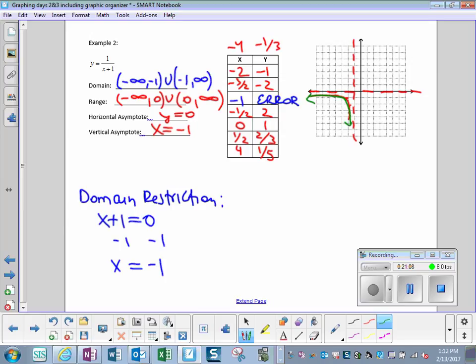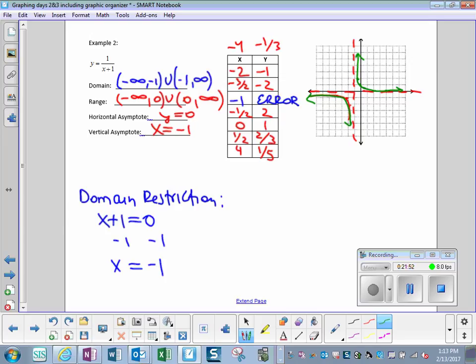And on the other side, I have negative 1 over 2, 2. So here, 0, 1, another point. 1 over 2, 2 over 3, so somewhere here. And then I chose 4, 1 over 5, just to show that I'm getting closer and closer to my horizontal asymptote. When I connect these points, I'll get something like this. So again, a hyperbola, very similar shape to the very first example that we had. But the asymptotes moved. The horizontal asymptote is still y equals 0, but the vertical asymptote moved 1 to the left.